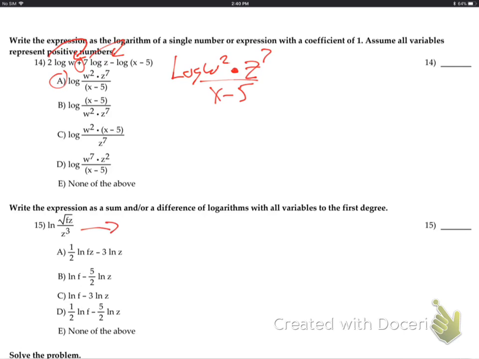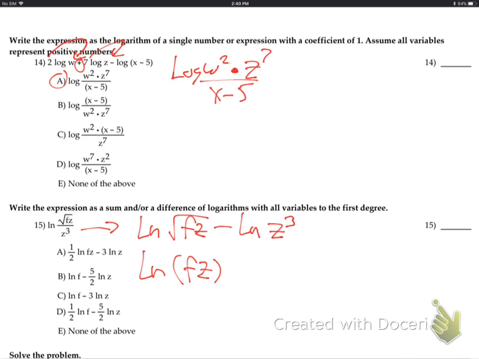This one's tricky because he's got two z's. So natural log of square root of fz minus natural log of z cubed, right? Because dividing becomes subtraction. If you're not aware of this, check back with those rules.